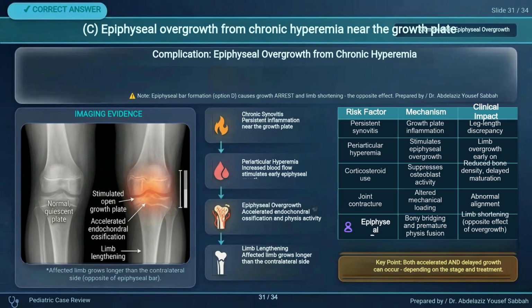Risk factors include persistent synovitis causing growth plate inflammation, periarticular hyperemia stimulating epiphyseal overgrowth, corticosteroid use suppressing osteoblast activity, joint contracture altering mechanical loading, and epiphyseal bar formation, which causes the opposite effect of limb shortening. Both accelerated and delayed growth can occur depending on the stage and treatment.